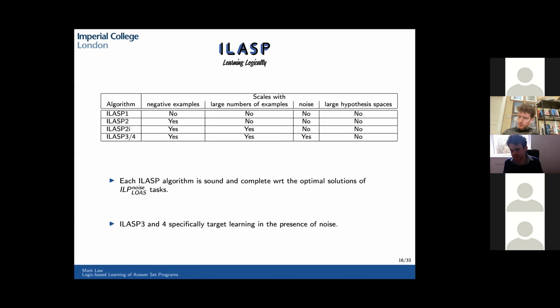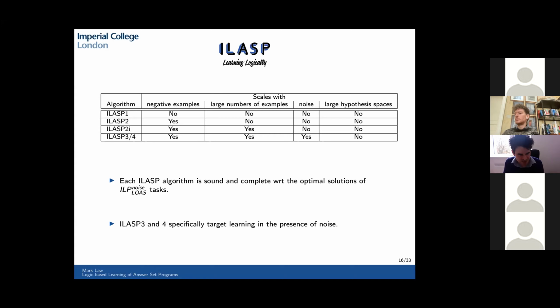They all solve exactly the same problems. So it's not the case that, say, ILASP 1 can only solve basic learning from answer sets problems. They can all solve the same learning tasks. The only difference is the scalability. With each release, we've tried to push the scalability or the efficiency further, and they actually work very differently underneath in order to achieve that.